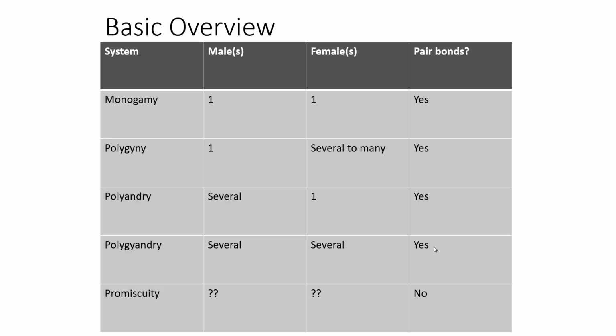So let's look over these mating systems. First off, there's monogamy. That's where there's one male and one female forming a pair bond for life. Polygyny is one male and several to many females. They do form pair bonds. Polyandry is several males to one female, and they do form pair bonds. Polygyandry is several males and several females, and they do form pair bonds. Promiscuity is, well, there's no pair bonds, so it's just promiscuous. Let's take a closer look.